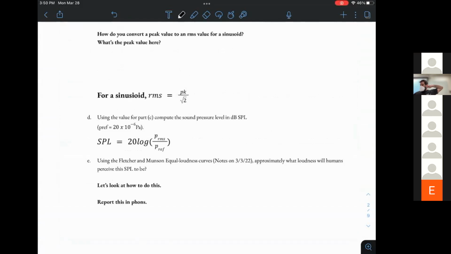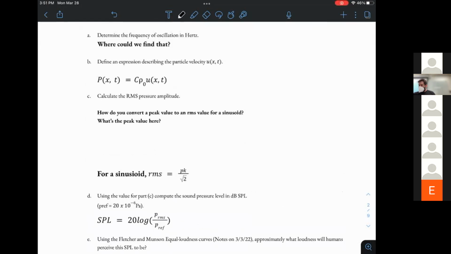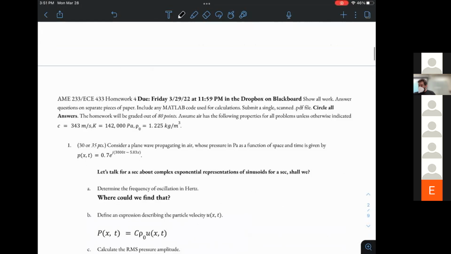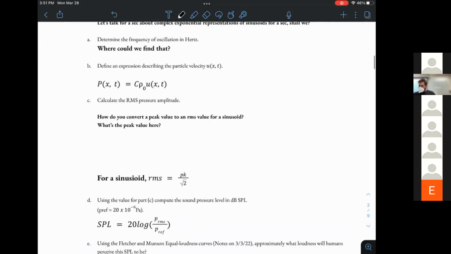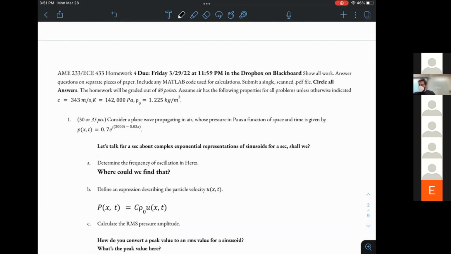So for SPL, it's just 20 log of the RMS value over the reference value. Like we were talking about, you find the RMS by taking the peak value and dividing by √2. In this case, it's 0.7, right? So it'll be 0.7 over √2 over PREF. Isn't that right? Yeah. 0.7 e to the j, 3000 t.